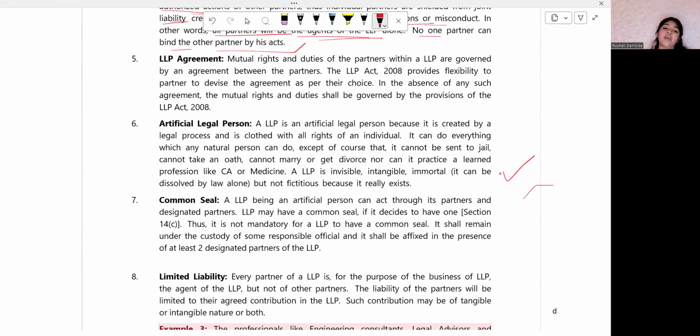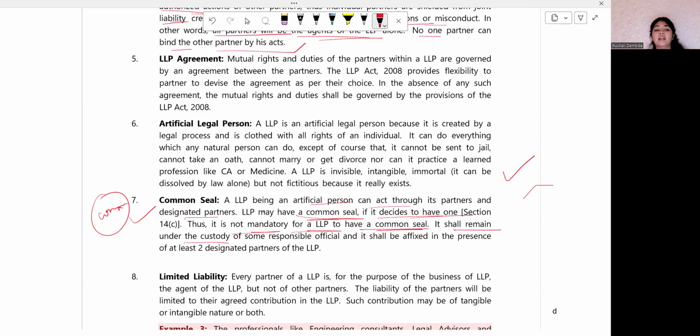Next, we have the common seal. LLP, being an artificial person, can act through its partners and designated partners. LLP may have a common seal if it decides to have one. They can make a common seal for LLP. Thus, it is not mandatory for LLP to have a common seal. It is not compulsory. If you want, you can make it.